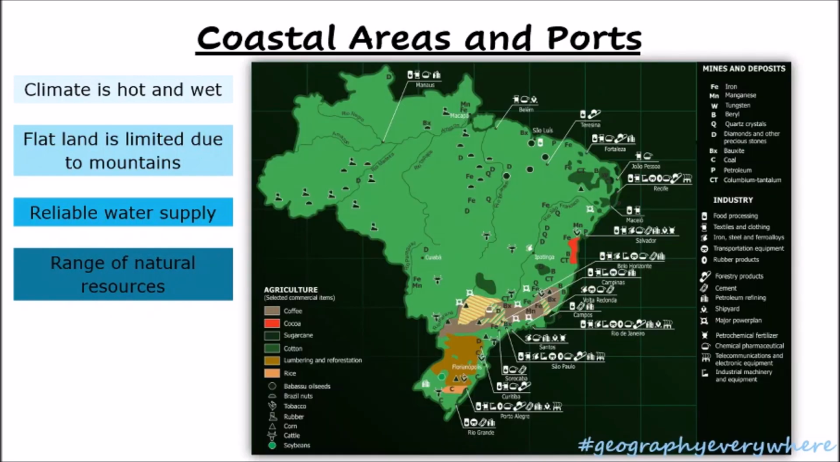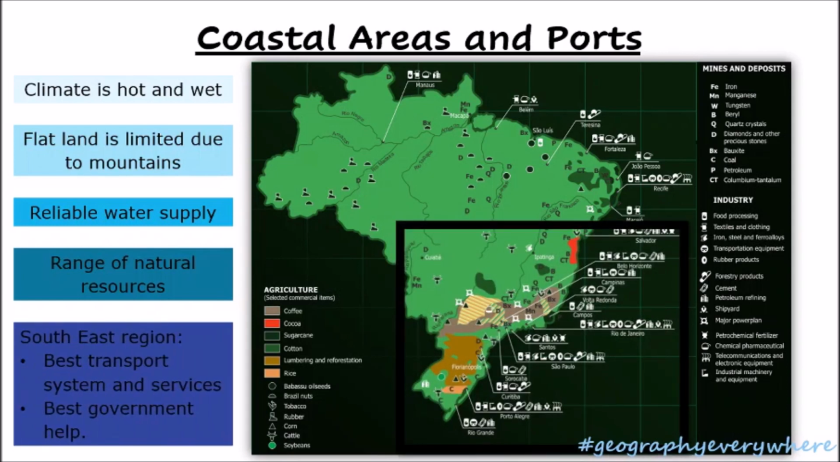If we look at this resource map of Brazil, we can see that Brazil produces many different resources, from coffee, cocoa, sugarcane, cotton, even rice, tobacco, rubber. They also mine for iron, diamond, and coal, and have a number of different industries. If you look at this map of Brazil, you will clearly notice that most of the industry is located in the southeast part of Brazil.